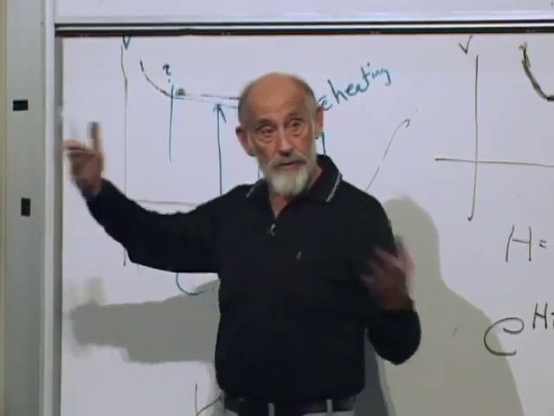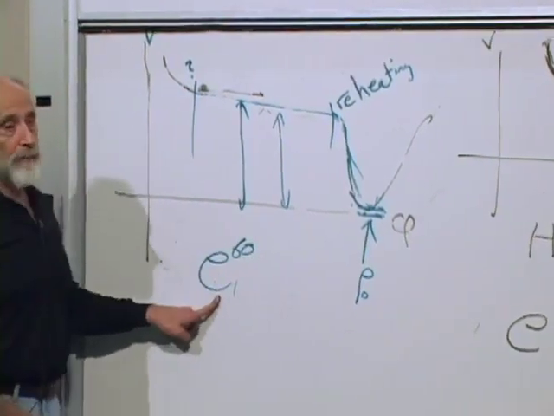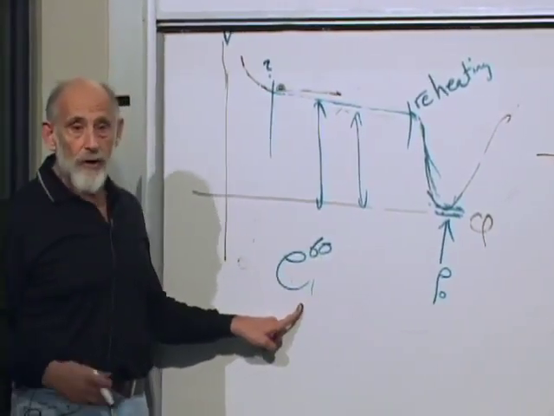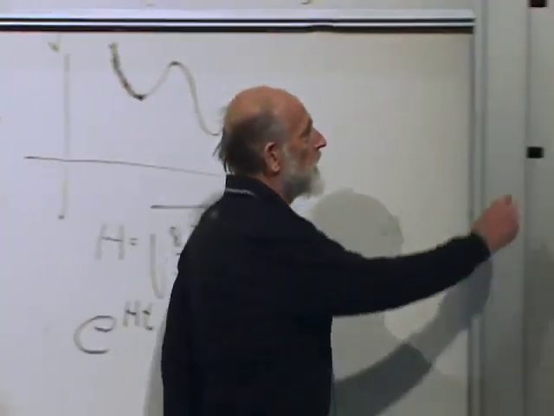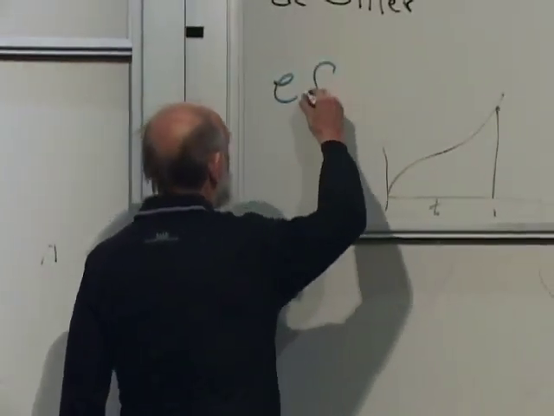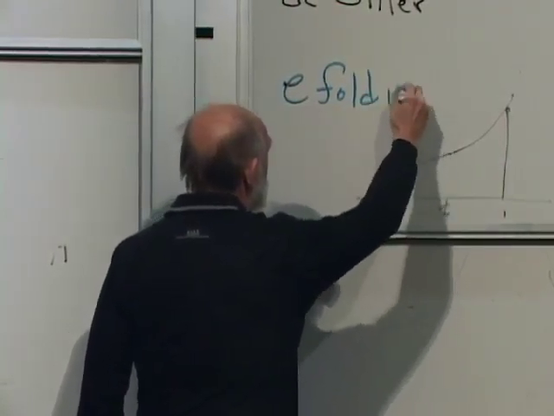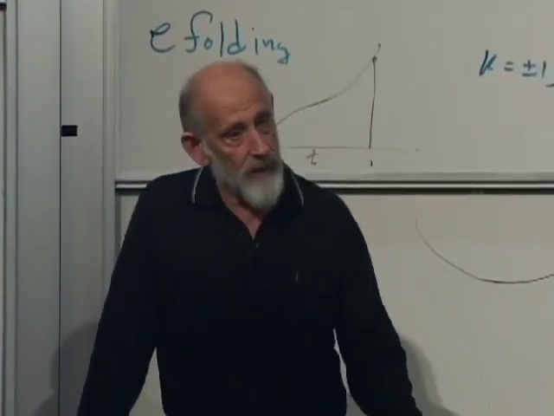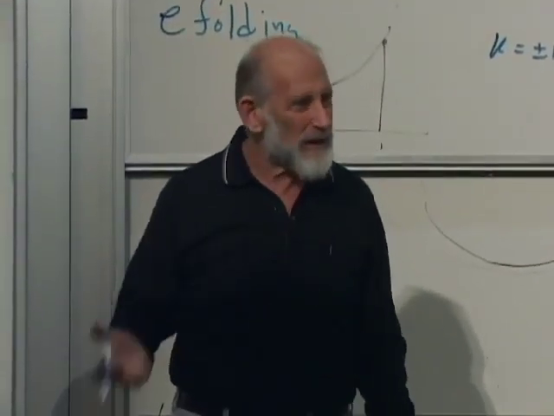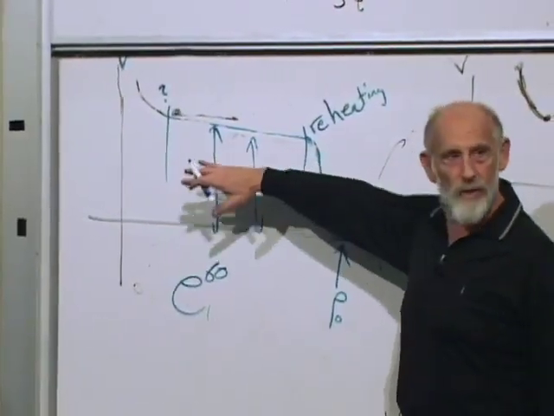Incidentally, the number of times that it got multiplied by e is called the number of e-foldings. An e-fold simply means multiplication by e. Each of which took 10 to the minus 32 seconds. But that number is dependent on the height here, and the height is not well known.